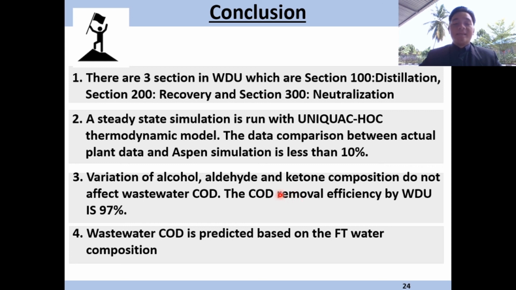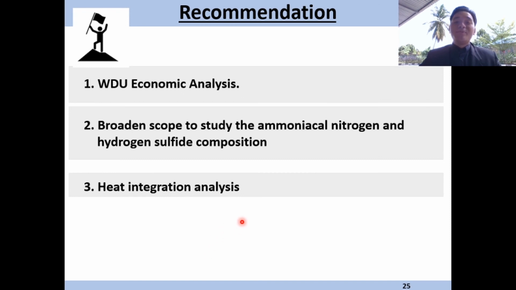So lastly, wastewater COD is predicted based on the Fischer Tropsch water composition, as shown in the last stage of this research. The recommendations to improve this research are, first, to conduct an economic analysis, because given the mass and energy balance, it's possible to calculate the economics. Second, to broaden the scope to ammoniacal nitrogen and hydrogen sulfide, because these two are very important in the processing industry. Lastly, to conduct a heat integration analysis, because the water distillation unit involves a few heat exchanger fluids.